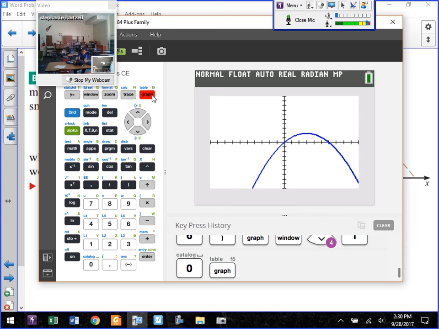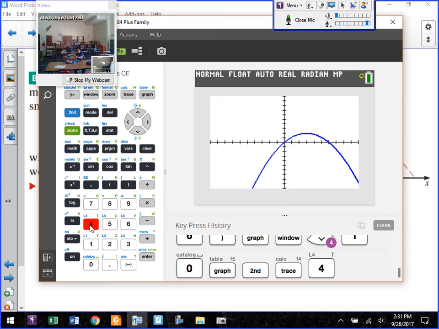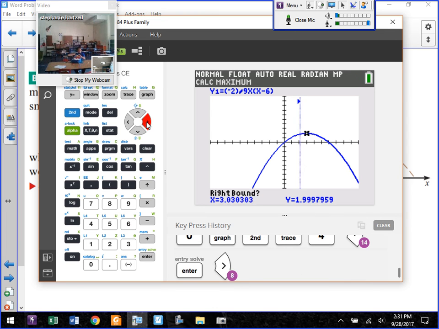Well, so we want to figure out what's going to be the maximum there. Second, calculate maximum, option 4. And again, what we're going to do is adjust our left and right hand boundaries. Orange, because orange, you glad it's not purple?